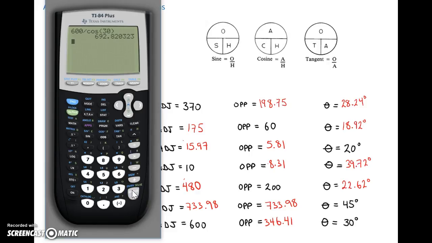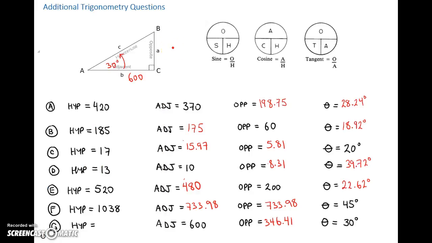Here we go, 692.82. Not going to round it up because we're at a 0, so 692.82 for our final value.